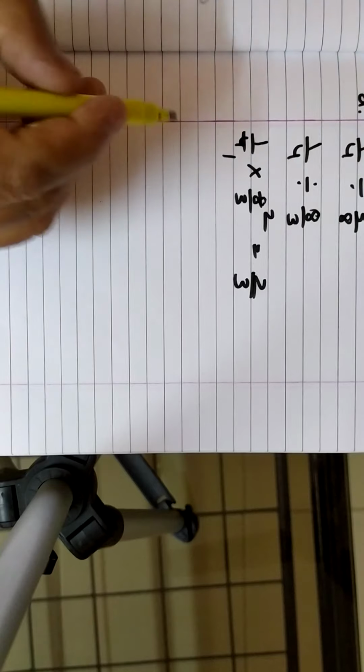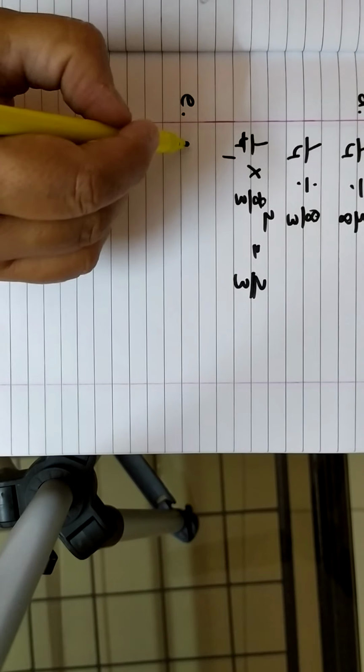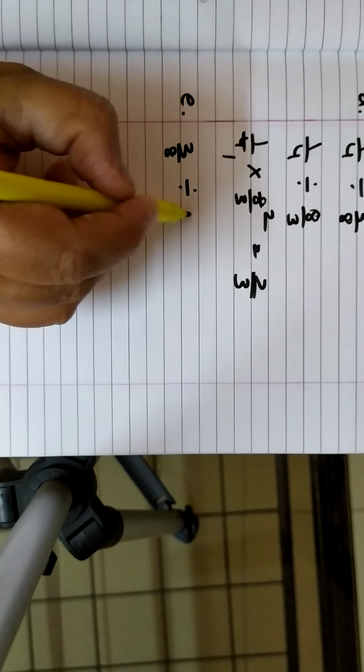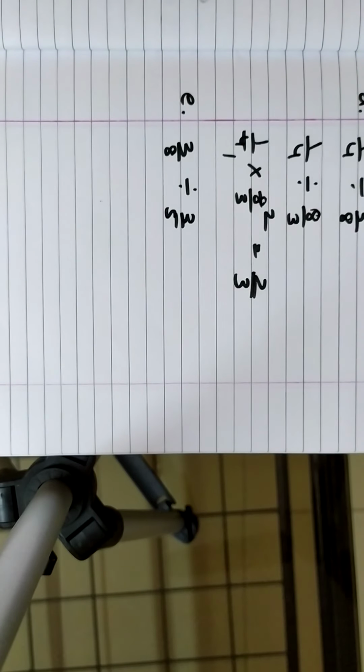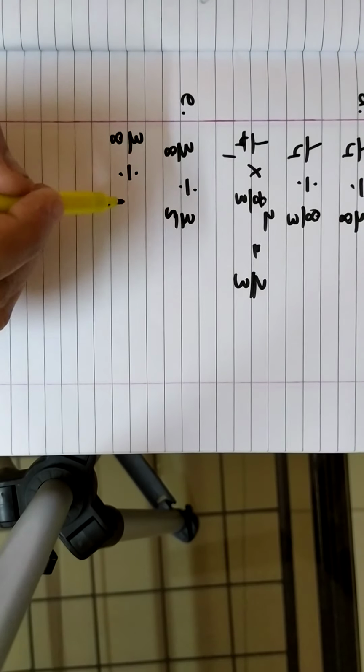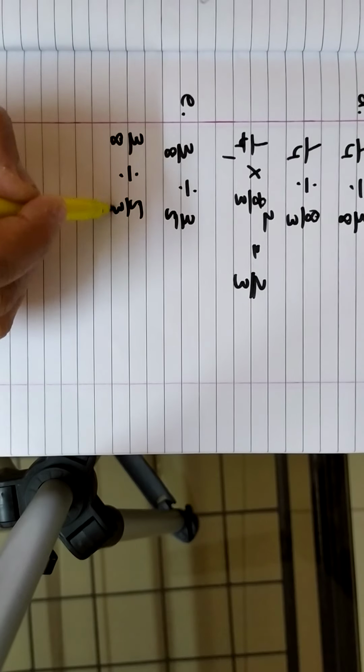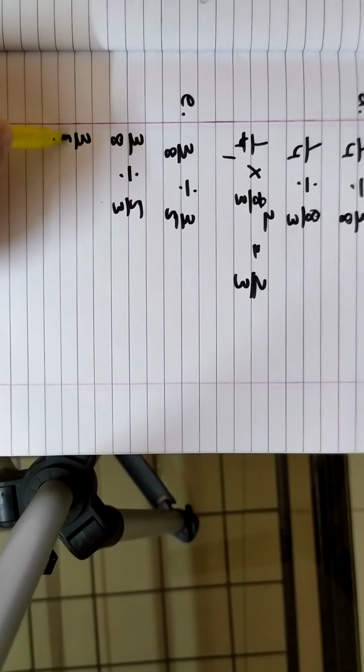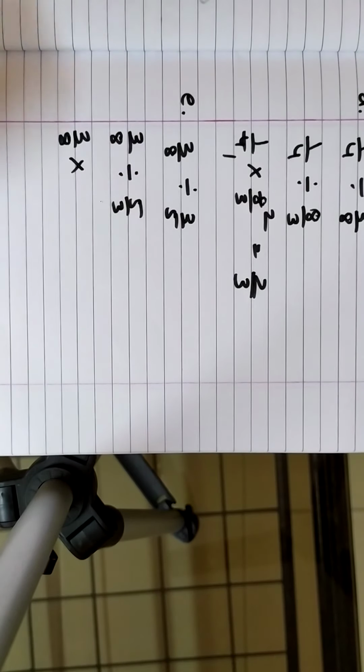Now question number 3e. 3 upon 8 divided by 3 upon 5. So this is my first step, reciprocal. The reciprocal of 3 upon 5 is 5 upon 3. Now multiplying the dividend with the reciprocal.